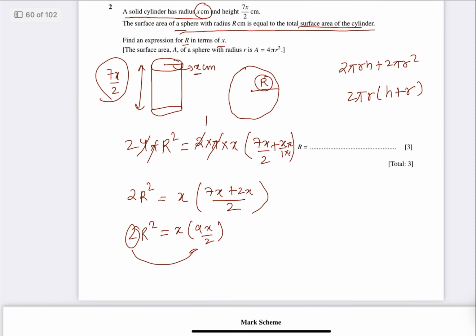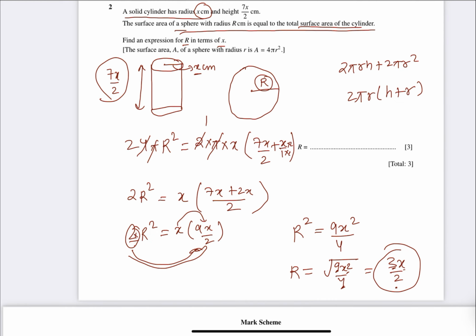Sending this 2 to the other side, it will become r square equals 9x square upon 4. See, x is multiplied by x upon 2. It is in multiplication over here. Side changes, sign changes. It will go in division upon 4. So r equals square root of 9x square by 4, that is 3x upon 2. Take the square root of everything. The square root of 9 would be 3, 4 would be 2, and x square would be x. This is the answer.